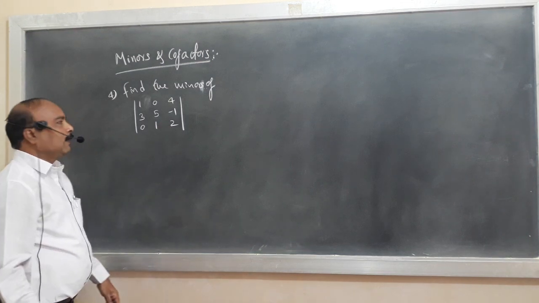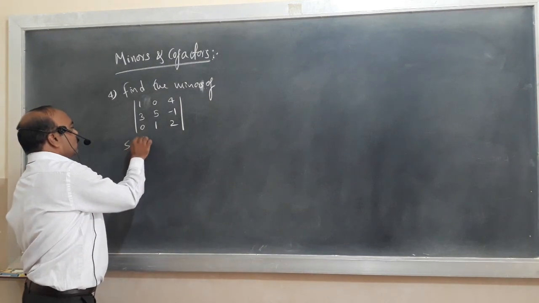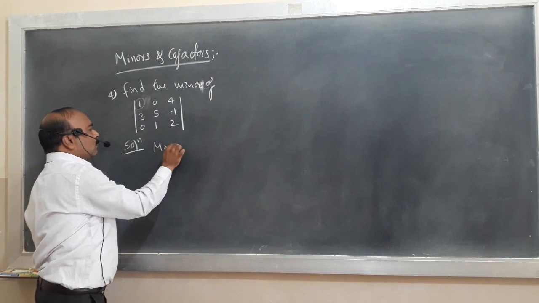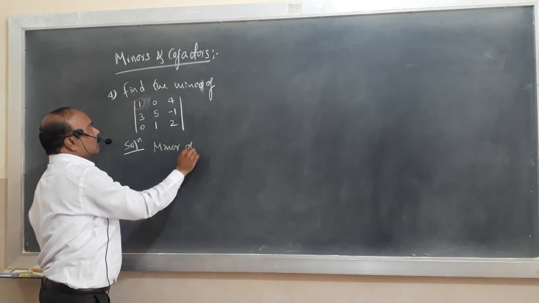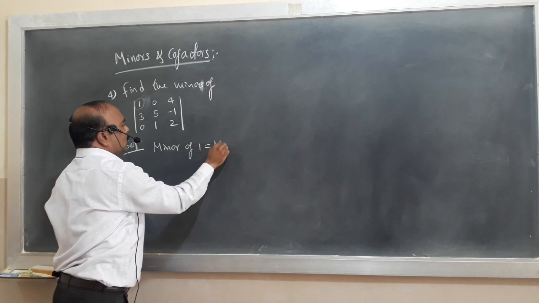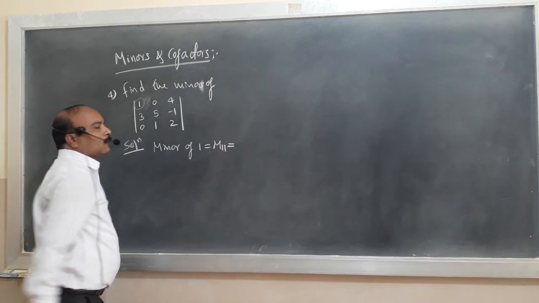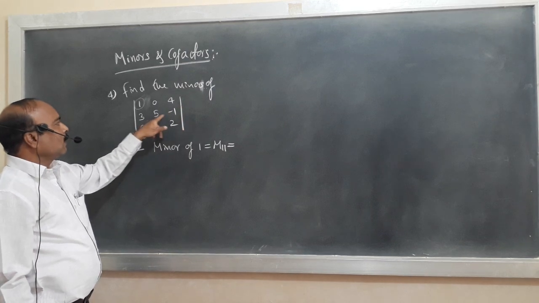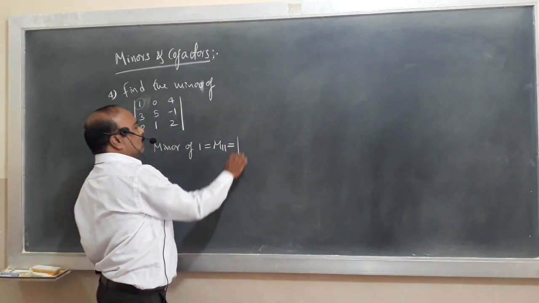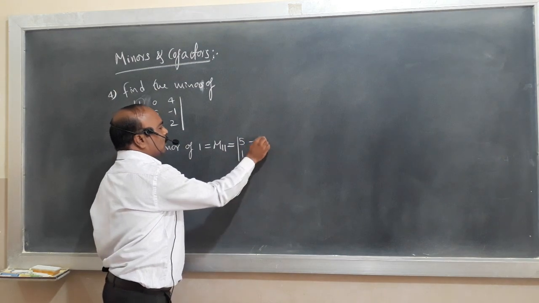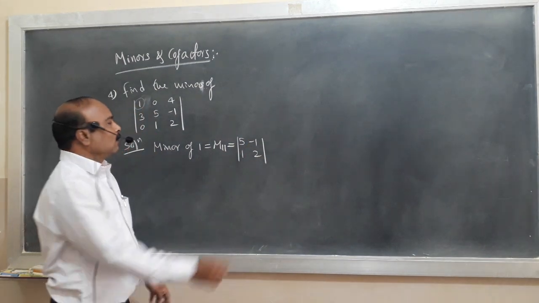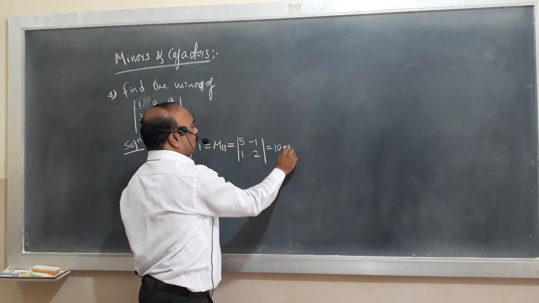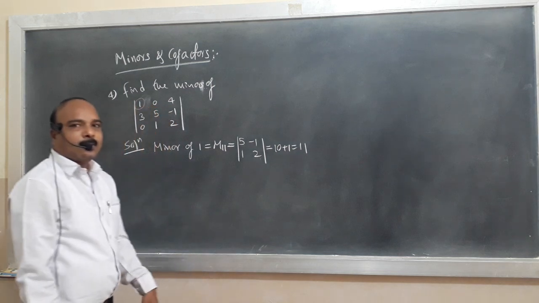Now we calculate one by one. First, we go for this element 1, the minor of 1, which is written as M11. Now deleting this row and this column, we get 4 elements, 5 minus 1, 1, 2. It is written as 5 minus 1, 1, 2. Now expanding this determinant, we get 5 times 2 is 10, plus 1. It is equal to 11.